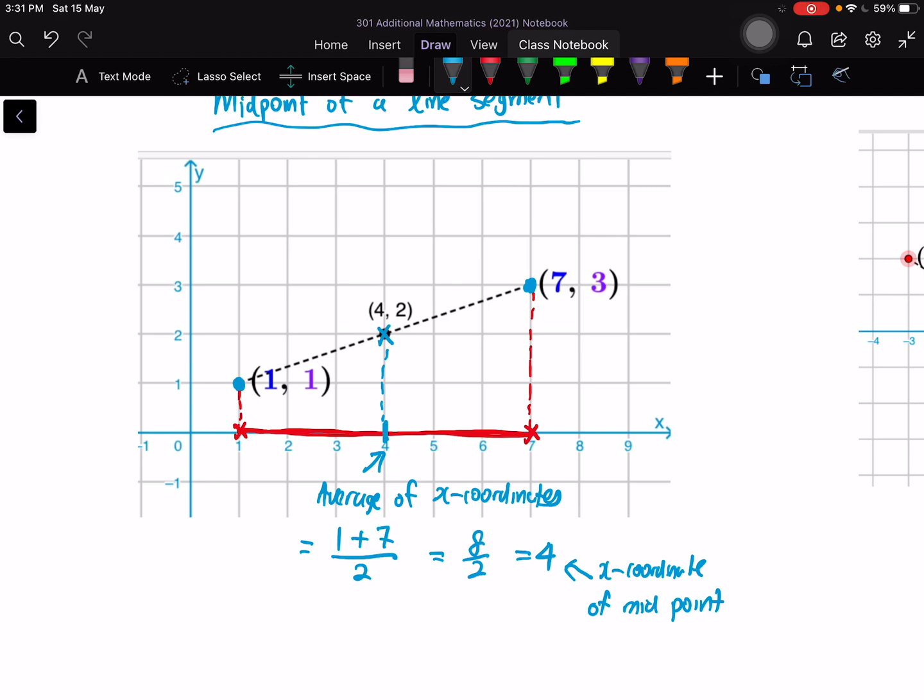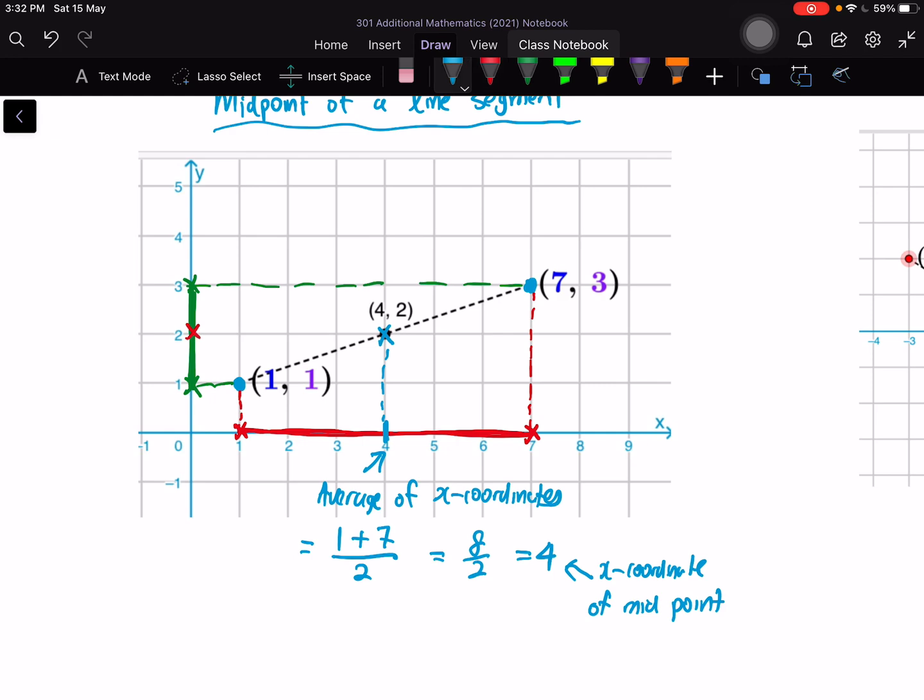So similarly, let's see whether we can do the same to find the y coordinate of the midpoint. Let's now look at the y coordinate, so let's find this vertical line. On this vertical line, one of the points is at 1, the other one is at 3. So where is the middle? Where is the midpoint of this vertical line? Quite obvious, the midpoint is over here at 2.